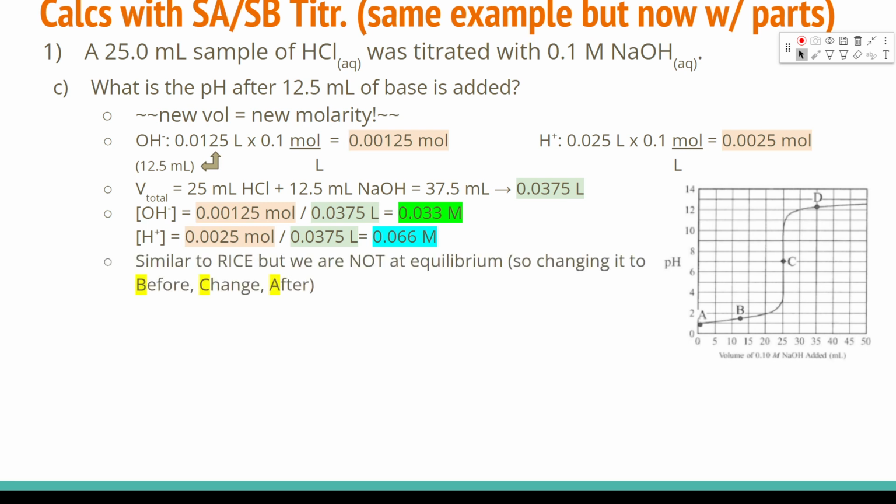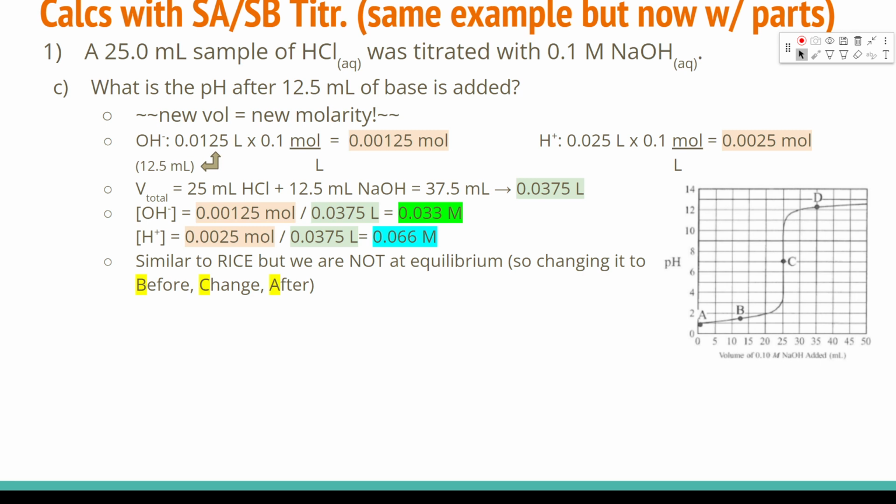Yeah. Now, I'm going to introduce a new thing. It's a BCA table. Now, the BCA table or chart, I might use chart sometimes, you don't need it, but it's a nice way to organize your thoughts. So I'm essentially seeing how much H plus versus OH minus is neutralizing from each other. And the BCA table helps.